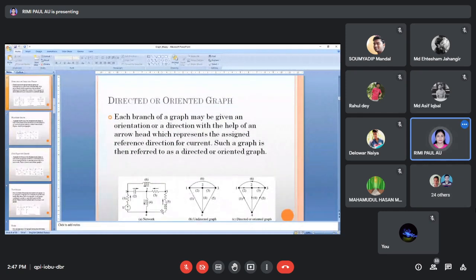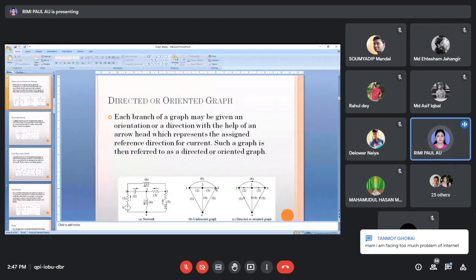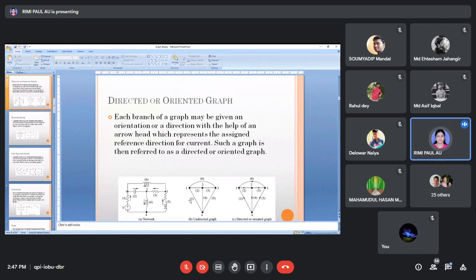So from this we have drawn a graph, and this is first numbered 1, 2, 3, 4 nodes, and branches are numbered in brackets 1, 2, 3, 4, 5, 6. You can also choose A, B, C, D, E. You can write in this way, or you can write another number, so that you can identify which one is your node and which one is your branch number. Then if we give the direction, you can say this is a directed or oriented graph.